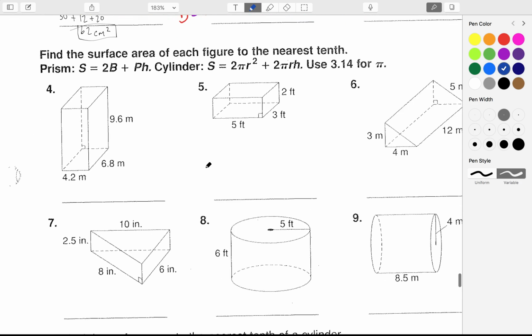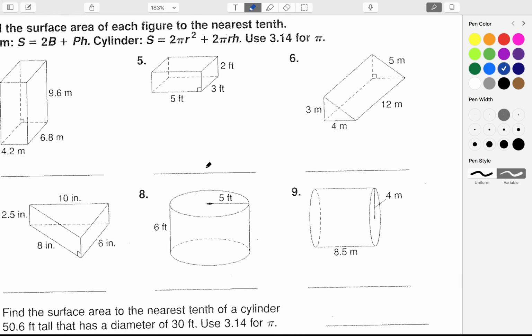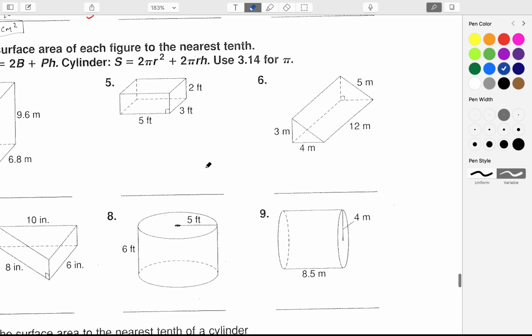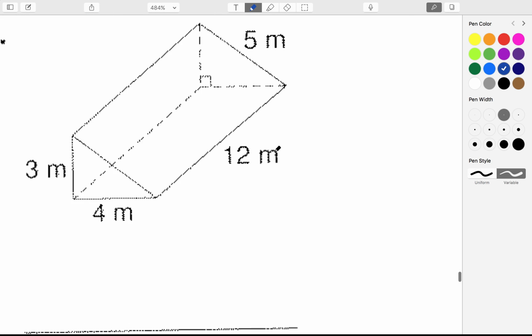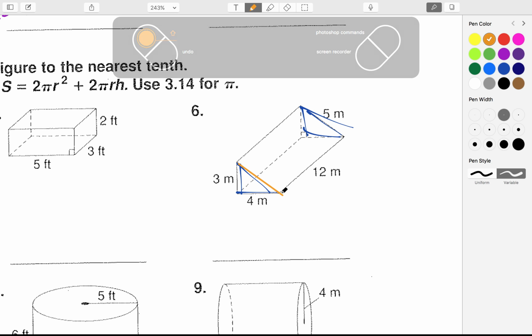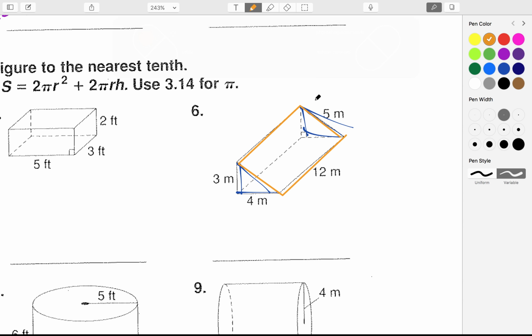Number 3 you're ready to do. Number 4, 5, 6, all these are finding surface area. 6 we haven't gone over. Let's go over 6. 6 is basically the same thing. You're going to find the area of the top, the area of the bottom, and then how many of these rectangle pieces do you have? 3. So you just need to find the area of one of these rectangle pieces and then multiply by 3. So this would be, what, 5 times 12? So 5 times 12, and then multiply this by 3 because you have 3 rectangle pieces.